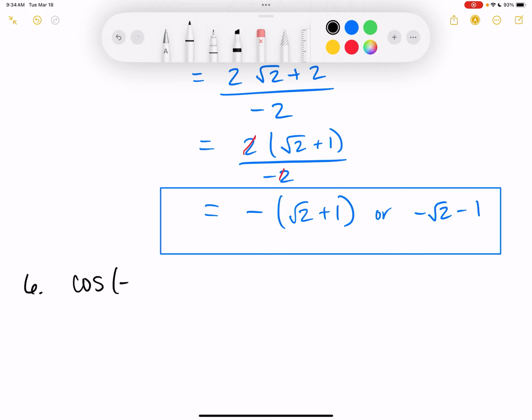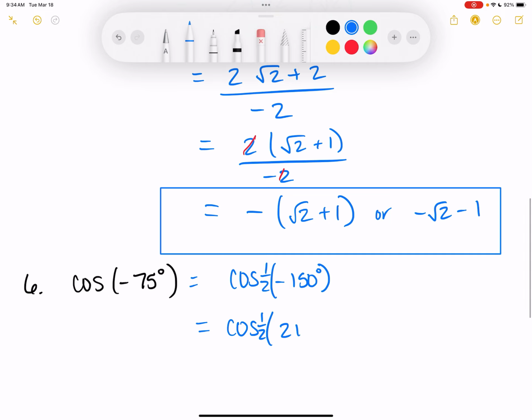The cosine of negative 75 degrees. So what is that half of? 150, specifically negative 150. Now, I can't work with negative angles. Well, I can, but they get more confusing. So what do you think I might need to do? Add 360. So this is going to be the cosine of, I forgot a key thing here. This needs half of that. Half of 210 now.